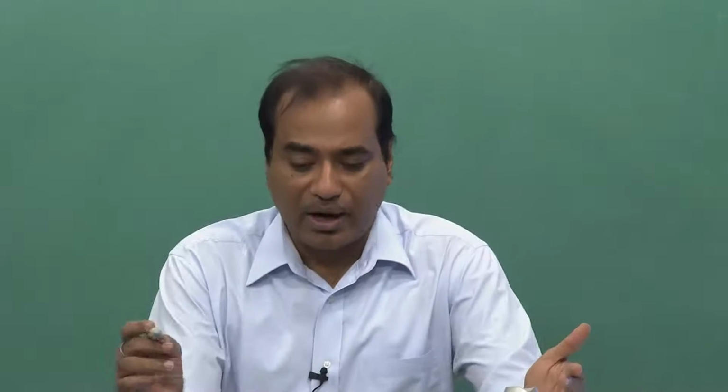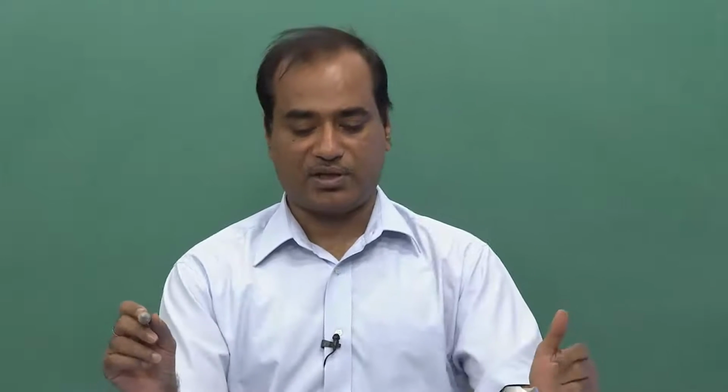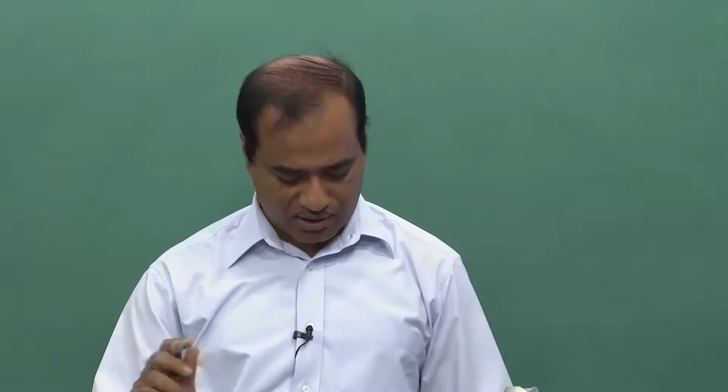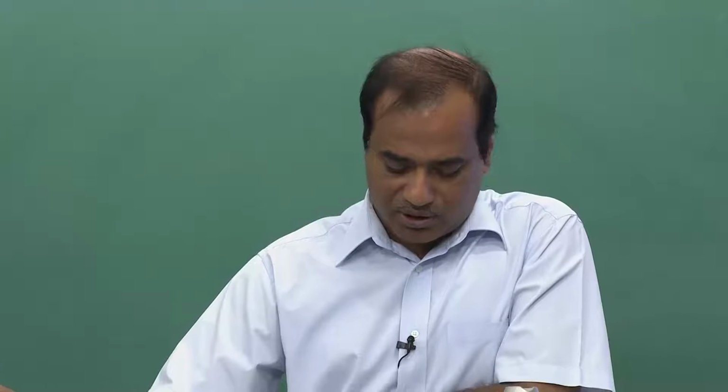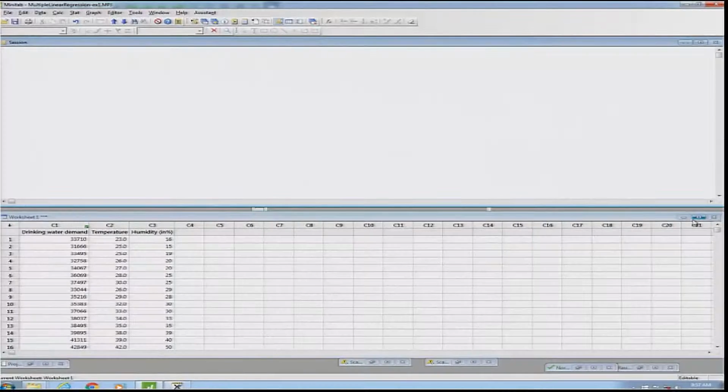Right. Okay. So, let us now start with this thing, and I already have entered the data in this MINITAB software. So, you can see here that in the first column I have entered the data of drinking water demand, the second column has the temperature, and third column has the humidity.